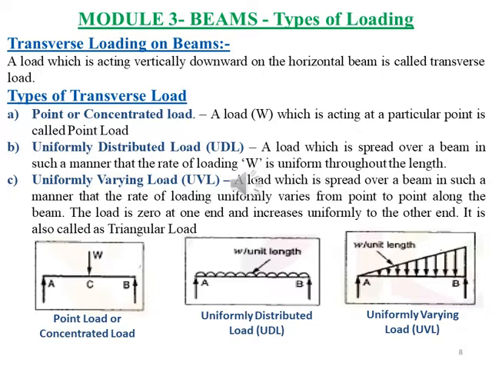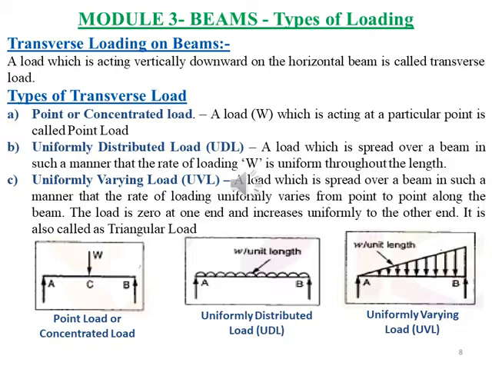Uniformly distributed load. This load is spread over the beam in such a manner that the rate of loading is uniform throughout its length. The weight is represented as w per unit length. So the load is spread over the beam in such a manner that the rate of loading is uniform throughout the length.